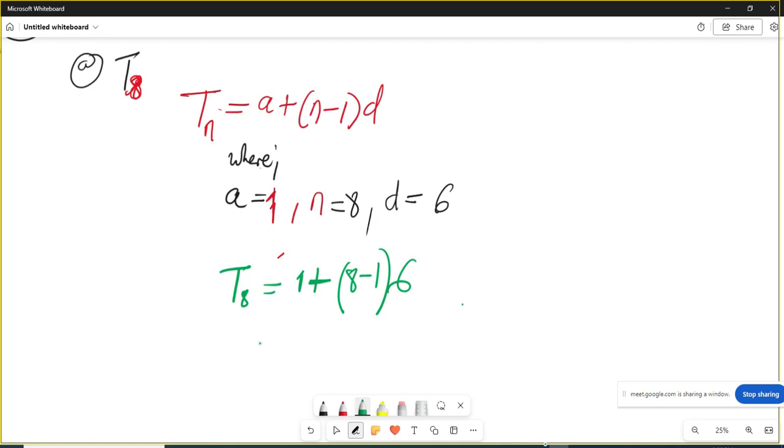From there, the only thing remaining is for us to simplify and multiply. So we are going to have 1 plus. Let's first start with what is inside the bracket, of which 8 minus 1 is 7. So I'll write 7 and then multiply by 6. Remember now, we have 1 plus. So we need to multiply 7 times 6, which is 42. When you simplify 1 plus 42, you agree with me to say the answer is 43.